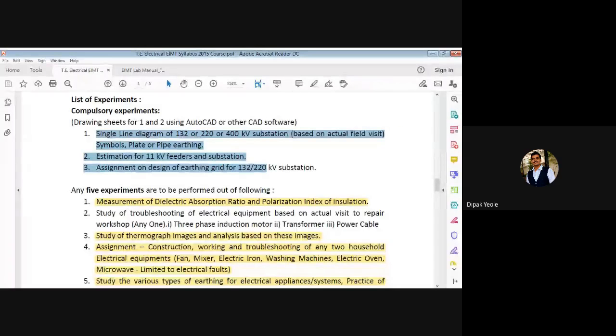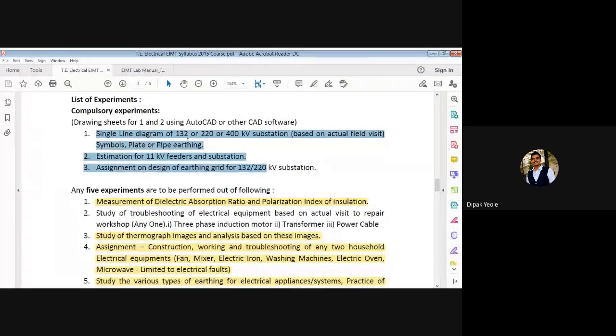So this is about the unit, experiment number 5. Till now we have finished experiments 3 and 4 from this list. These are the compulsory experiments. Just a minute, let me share my screen again. I hope the screen is visible to you.